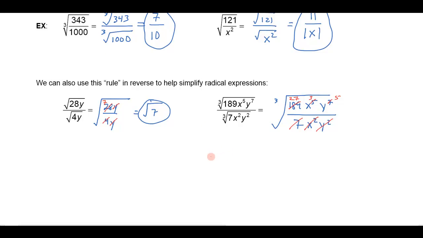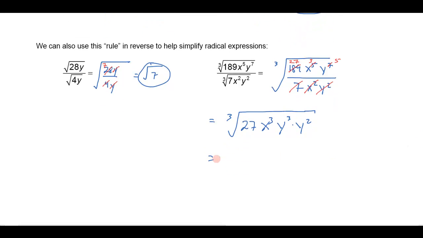So this is the same thing as the cube root. Everything in the denominator is now gone. I'll get 27 x cubed. And I've got a y to the 5th. Let's go ahead and write that as y cubed times y squared. And then I can go ahead and simplify this one step further. The cube root of 27 is 3. Cube root of x cubed is x. Cube root of y cubed is y. And then the y squared is left inside the radical. I'll leave that as the cube root of y squared. So that would be my answer.